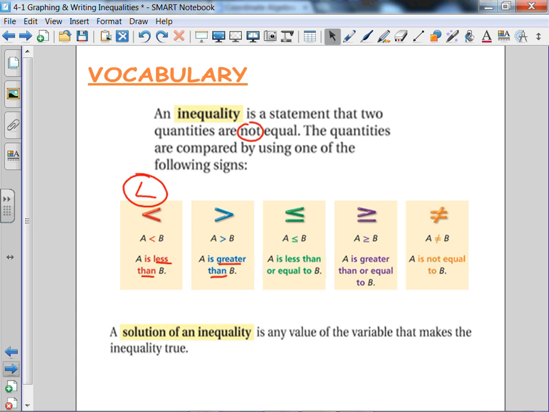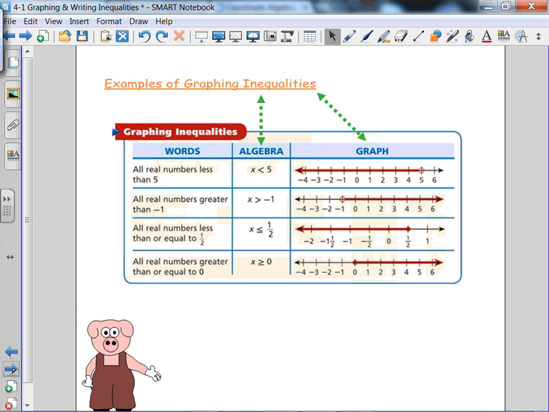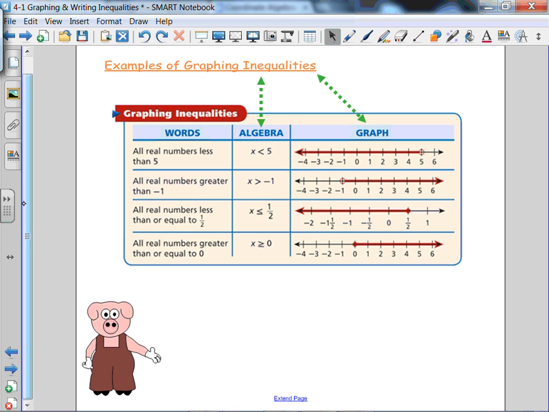All right, here's some examples, 4 examples of inequalities. And so you have x is less than 5, x is greater than -1, x is less than or equal to 1/2, and x is greater than or equal to 0. And their graphs are on the right-hand side of the paper.